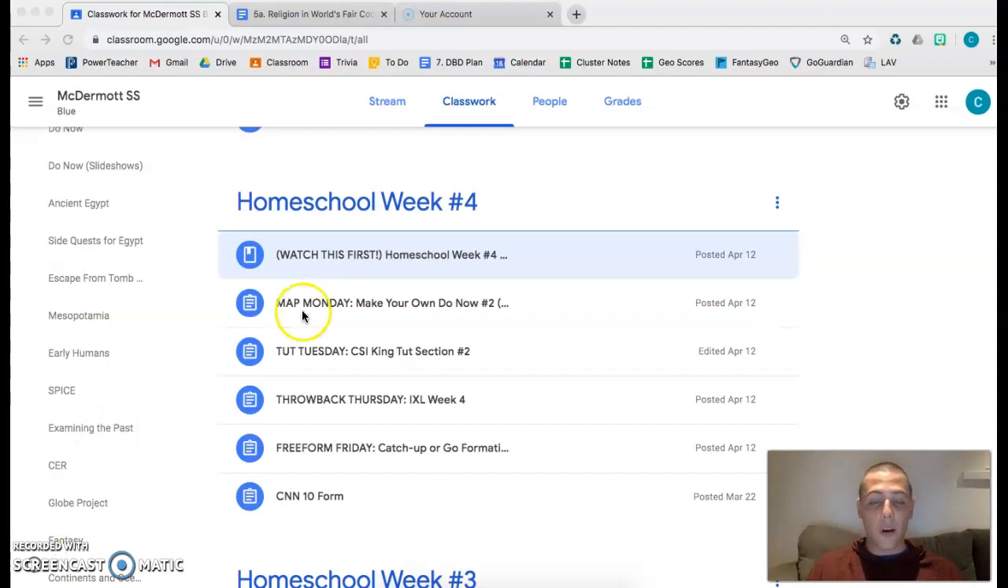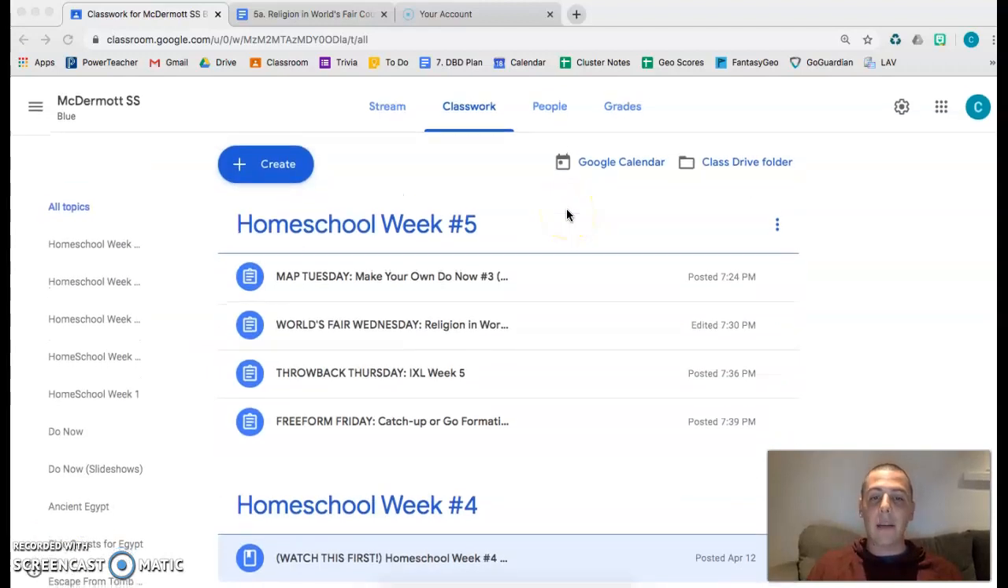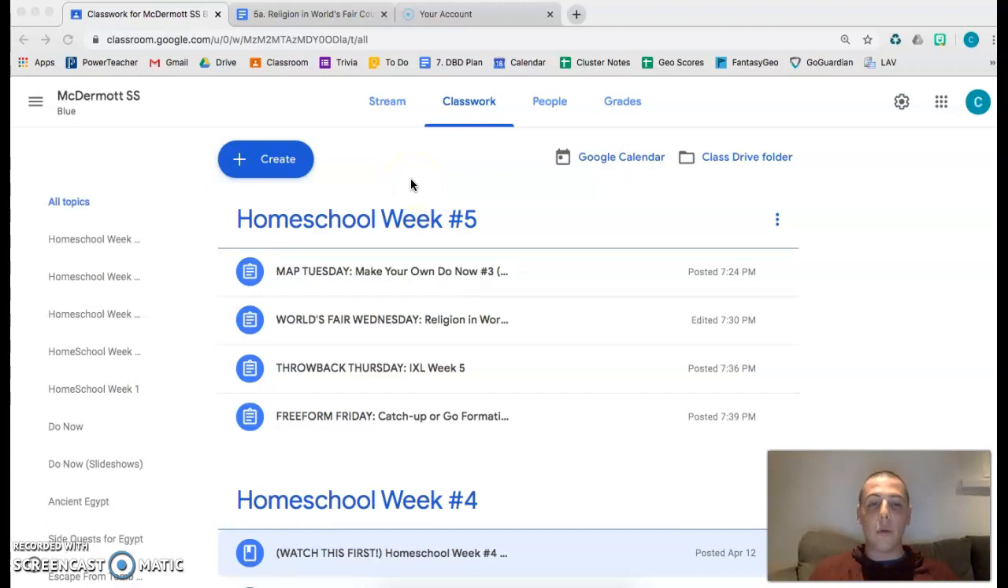Moving on to the work that we have this week, things are going to be a little different, mostly just because we didn't have school yesterday, Monday. So this week we will not be doing the Tut Tuesday at all. What we have instead is on Tuesday, today you're going to do the Make Your Own Do Now. Then we'll move on to the World's Fair on Wednesday, Throwback Thursday, and Freeform Friday like normal. So the only real change is that we're not doing Tut Tuesday this week, so you don't need to work on that.